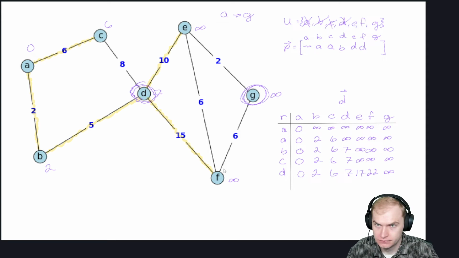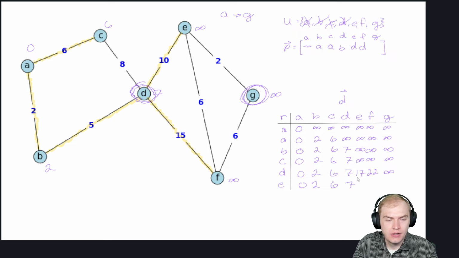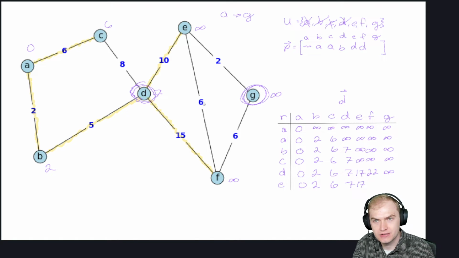Then we do it again. We pick a new current. It's going to be either E or F. E has a smaller tentative distance, so we pick E. Most of our stuff is unchanged. 0, 2, 6, 7, 17. F, we can now get to 17 plus 6.